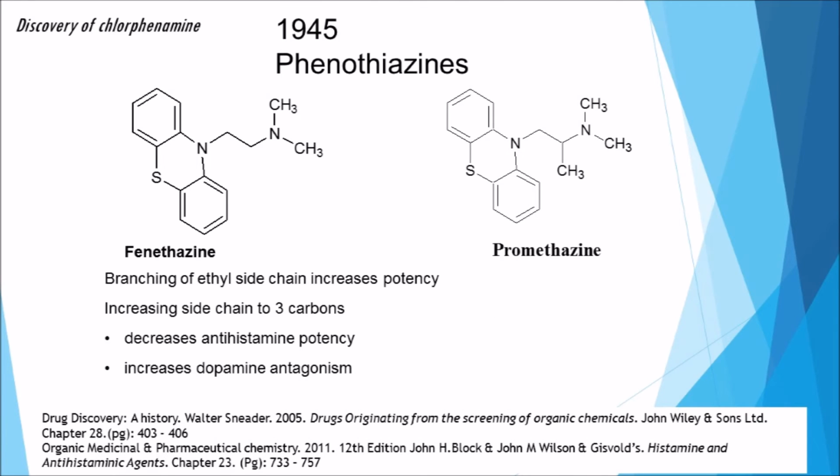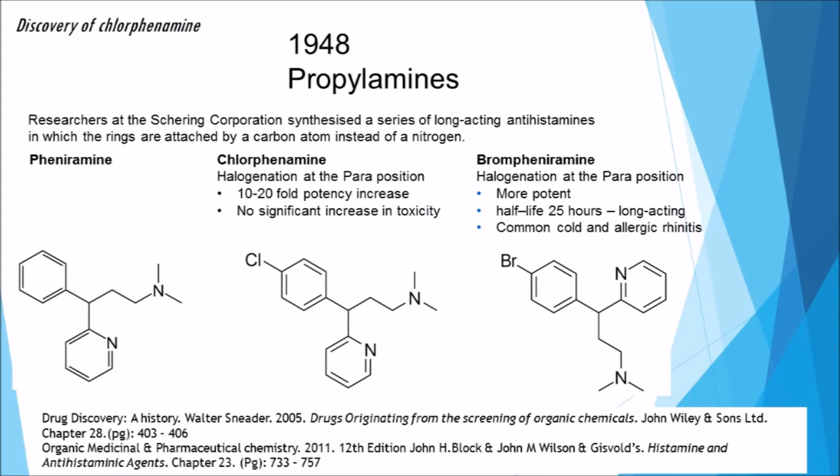In 1945, phenethazine was the first member of the phenothiazines group. It had 2 nitrogens. Both were basic, but the second one was more basic due to the less steric hindrance and the absence of withdrawing groups around it. Moving on to propylamines, in 1948 a series of long-lasting antihistamines was synthesized, with pheniramine being the prototype and the weakest member of the 3. The connective atom in this group is a carbon. In chlorphenamine, halogenation at the para position increased the potency 10 to 20 times more, with no significant increase in toxicity.